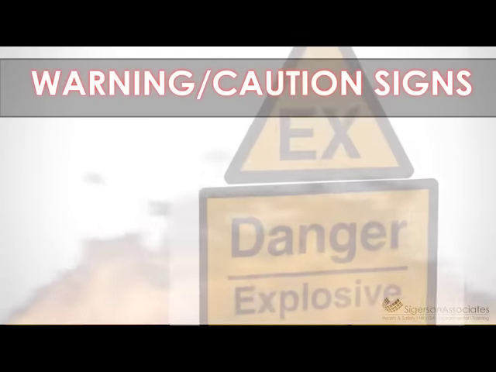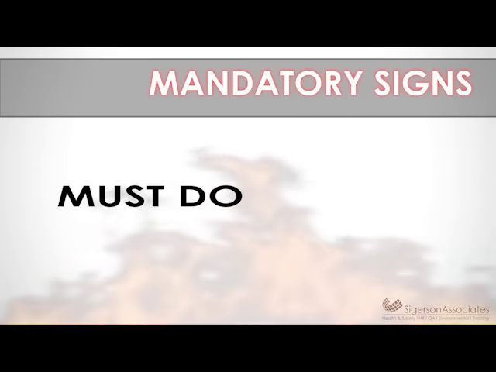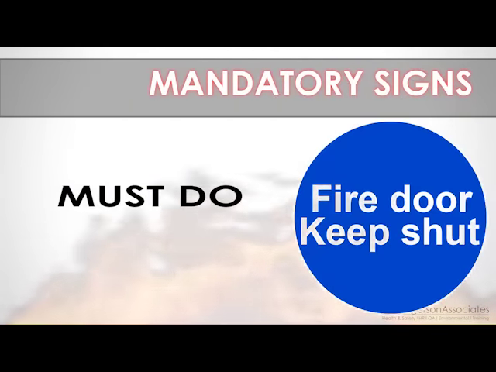The warning or caution sign. These types of sign advise you to be aware of, for example, danger, this is an explosive atmosphere. This sign is displayed on a white background with a black triangle and a yellow insert. The mandatory sign. You must follow the instruction given, for example, fire door, keep shut. This type is displayed on a blue background. The mandatory or must-do requirement will be highlighted in white.